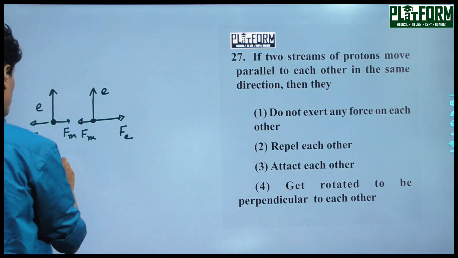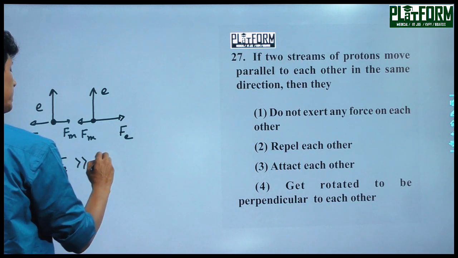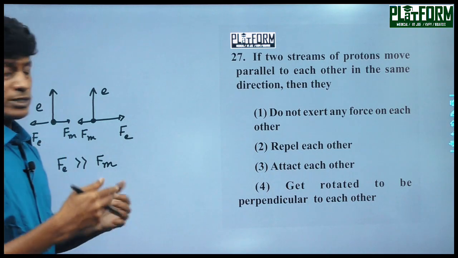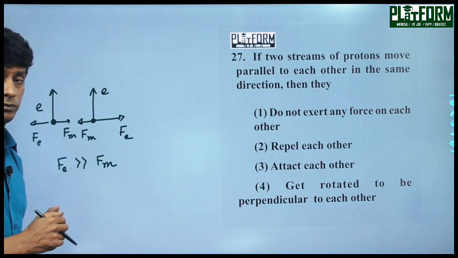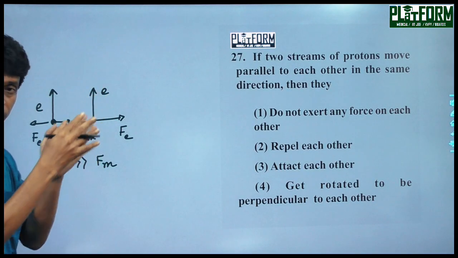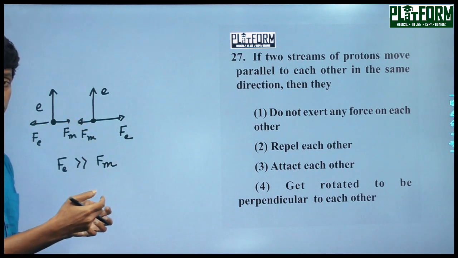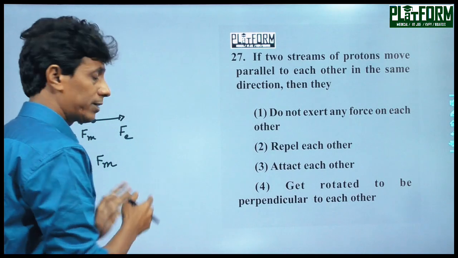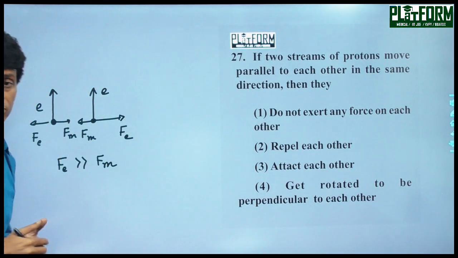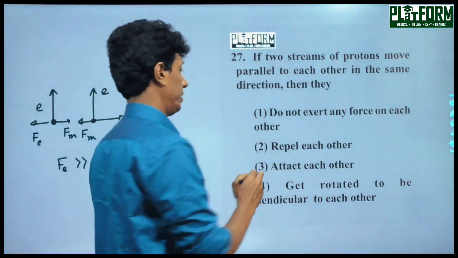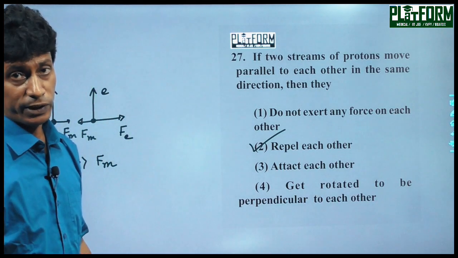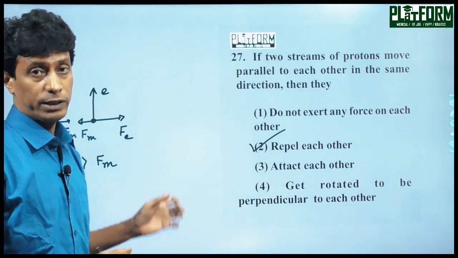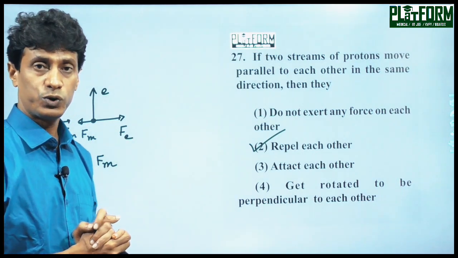But here the electrostatic force is greater than Fm. So the electrostatic force dominates over the magnetic force. Though like parallel currents attract each other due to magnetic force, here due to electrostatic force, these two charges feel an electrostatic repulsion, and this electrostatic repulsion dominates over the magnetic force. So the right option here is repel each other. 2 is the correct option. Normally in this type of problem, students may find the answer attract each other, but this is not the right option. Here you have to consider also the electrostatic force between these two charges.